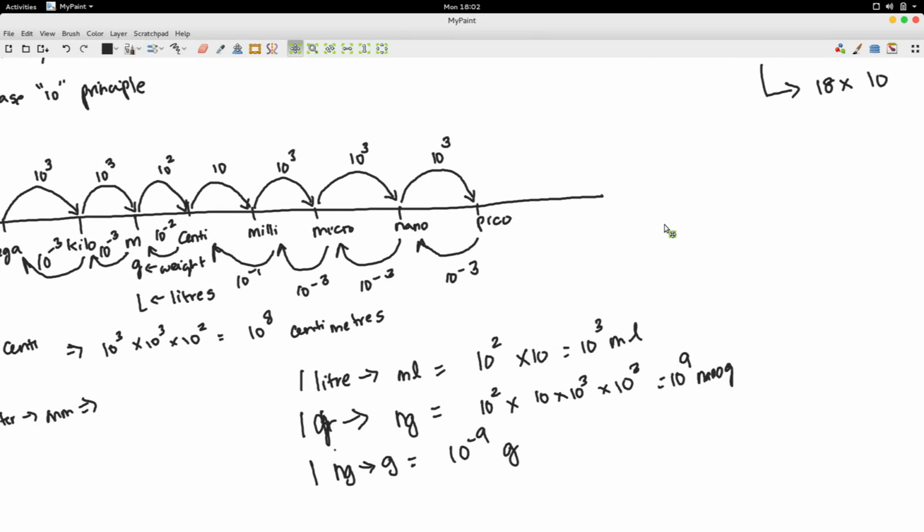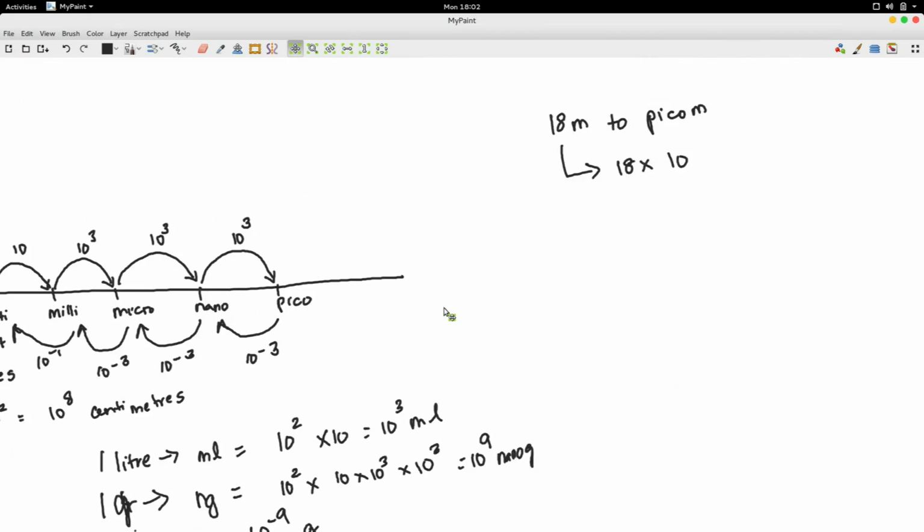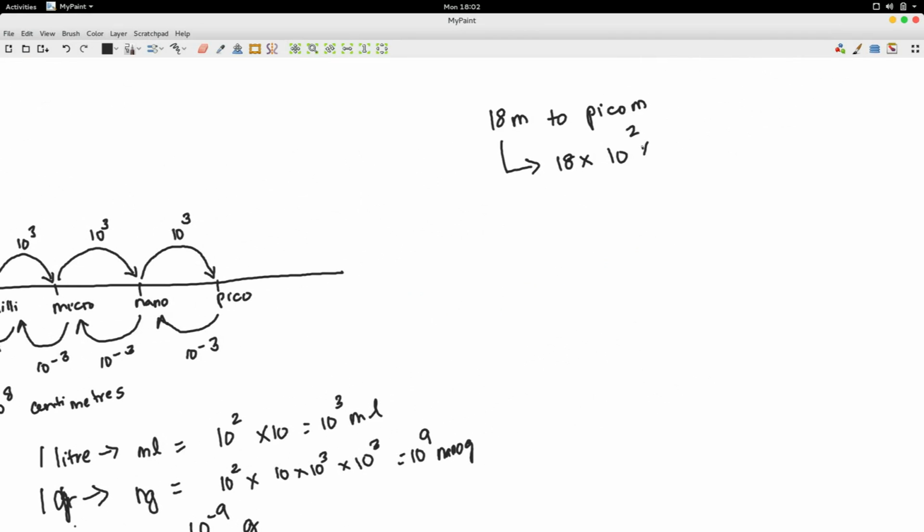So let's go ahead and do that. 10 raised 2 times 10 times 10 raised 3 times 10 raised 3, which is 18 times 10 raised 12 picometers.